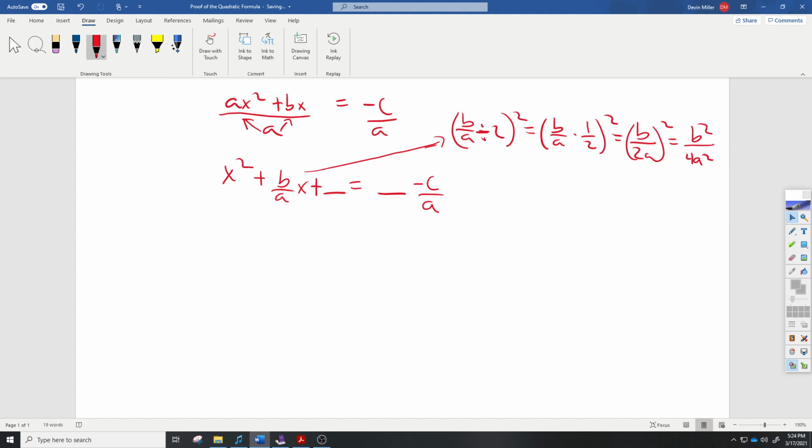That stuff we have already done before in a previous problem. It was also in a different set of notes, so this should be nothing new here. So I'm going to add that into both sides. B squared over 4a squared. And I'll just use that line as my fraction. B squared over 4a squared.